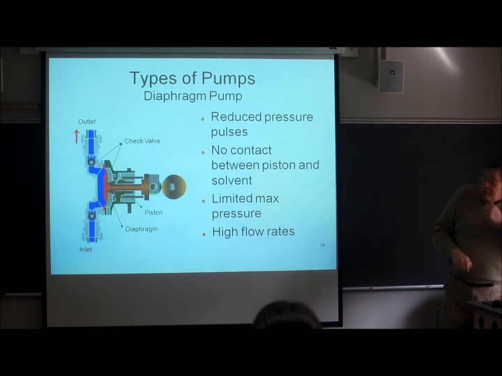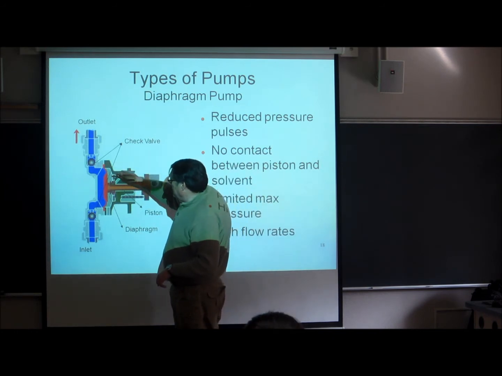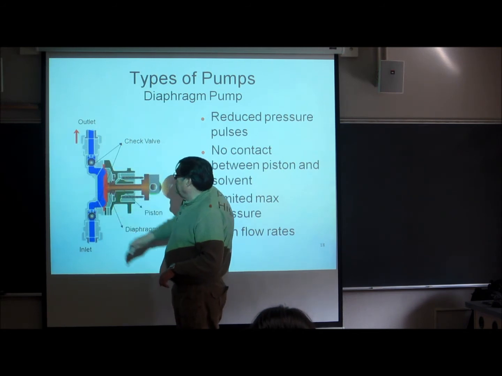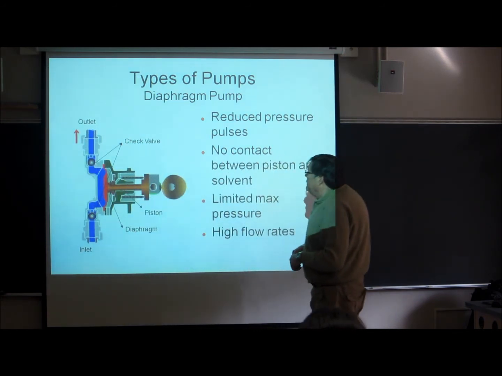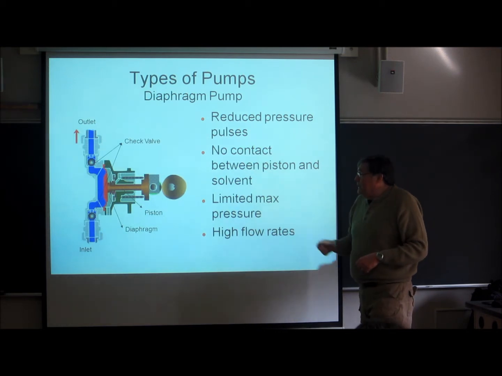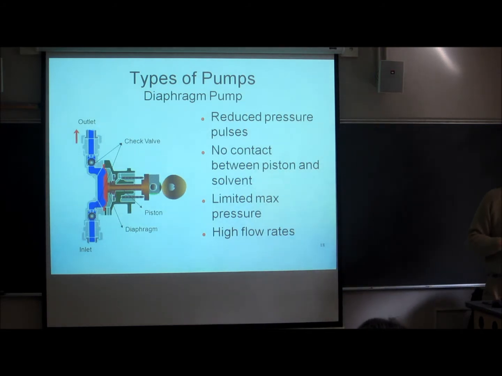Okay. The virtues of this: no chemical contact between the pusher and the flow of material here. The pressure pulses tend to be lower in this kind of design. There are limits to the maximum pressure because of this design, but the flow rates can be somewhat higher than before. You clear on this? This makes sense? Instead of having this long piston push in and out, we're just moving a diaphragm to push.